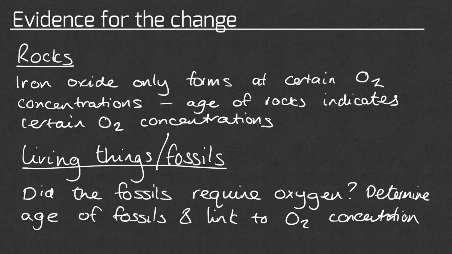We can also look at fossil samples. So we can look at what species we've got fossilised and look if they required oxygen or not. If they required oxygen to live, there must have been oxygen in the atmosphere at that point in time. If we look at some examples of bacteria which didn't require oxygen to live, it's a good indication that there wasn't any oxygen in the atmosphere at that point in time.